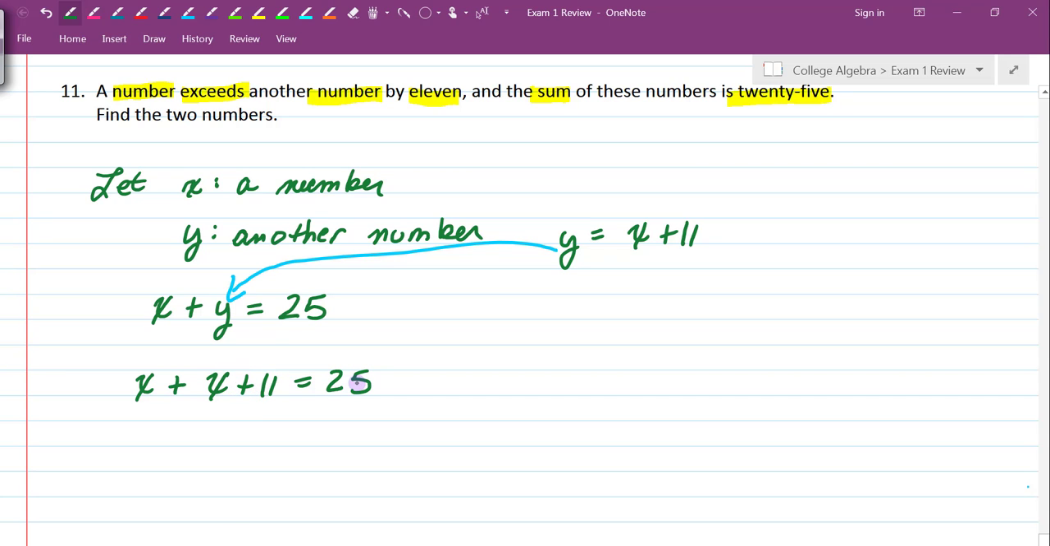Now I have one equation with one variable, the variable x. That means I can solve for the variable x. So we're going to combine like terms. So I end up with 2x plus 11 is equal to 25. We're going to subtract 11 from both sides.